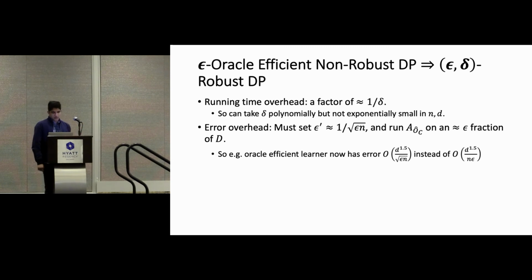Okay, and the error overhead is essentially a square root factor worse than before we do the reduction. This is because when we split into the different chunks and run the algorithm, A, we're only running it on an epsilon fraction of the data set, and B, we actually have to decrease the privacy parameter, which you'll see in the proof. So instead of getting d root d over epsilon n, we're getting d root d over square root epsilon n.